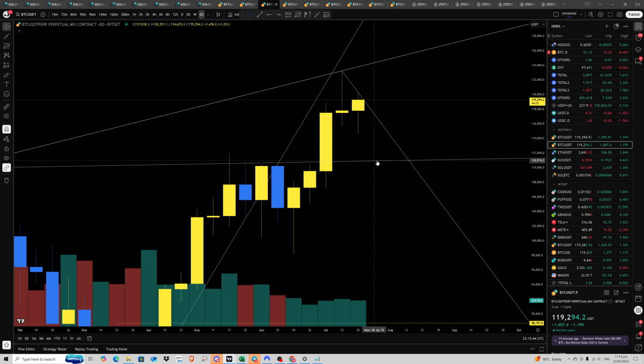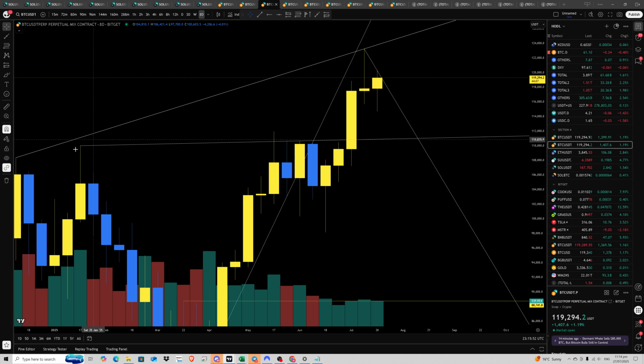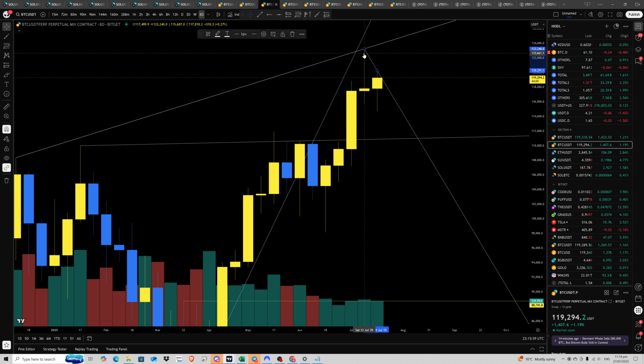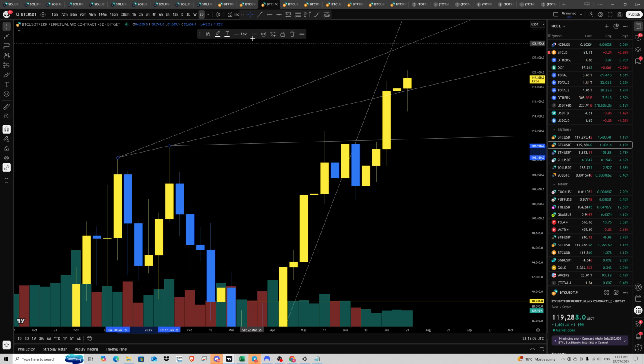But down here around those same sort of 111 or lower levels, you have this trend from here, which would be looking for a retest. So yeah, there's plenty of confluence. Everything sort of says let's go up and then hit something and then fall down.